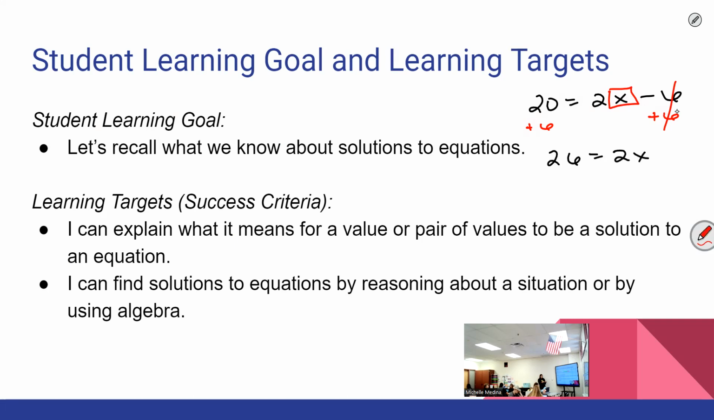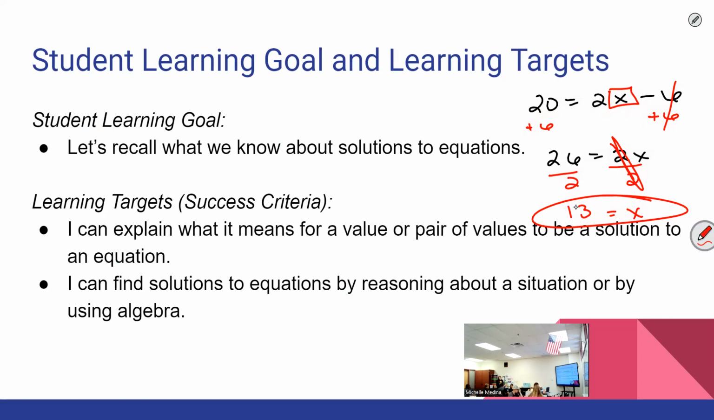Opposite of multiplying by 2 is dividing by 2, and so my solution is 13. Yeah, 13. So that is my solution. A lot of the time, students will look at that and say the solution's 20, and it's not. You just have to know what it means for something to be a solution. So when they ask, could 13 be a possible solution? You could say yes, because it makes the equation true.